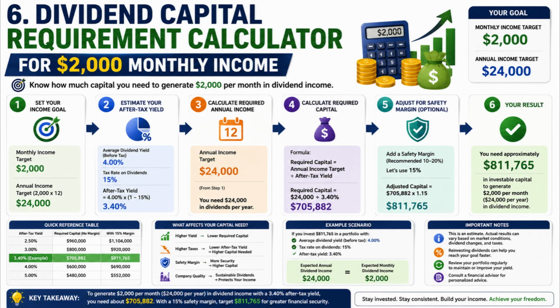To convert this monthly target into an annual target, multiply $2,000 by 12 months. As a result, the portfolio must generate $24,000 in dividend income each year.